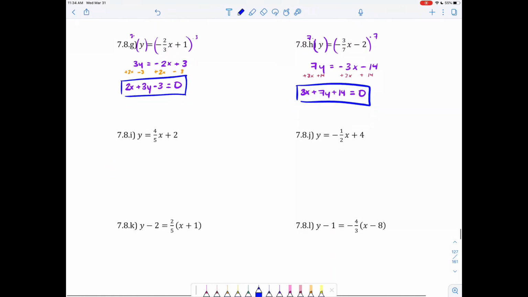4 more examples on this page. I triple dare you to try them. I quadruple dare you to try them. Ooh, do it. Yeah.